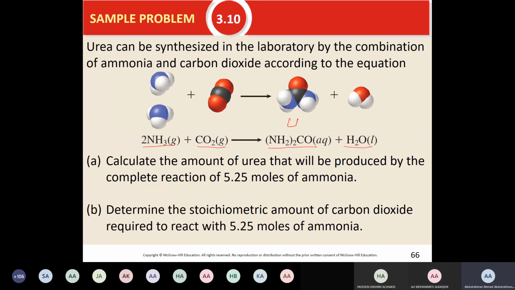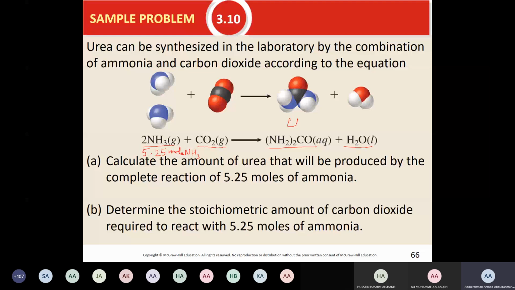So if I have 5.25 mole ammonia NH3, then how many moles of urea am I going to produce? Any answer?